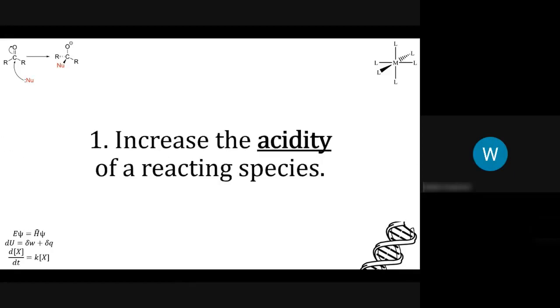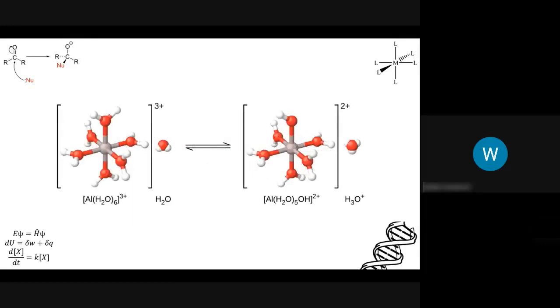Firstly, metal ions can increase the acidity of a reacting species. This should not come as a surprise to many of you, as we have learned in H2 Chem that cations with high polarizing power are able to withdraw electron density from bonds in the surrounding ligands.